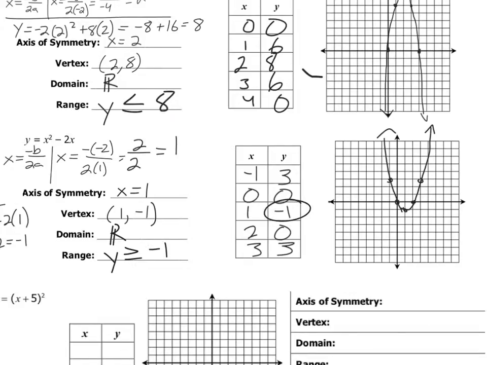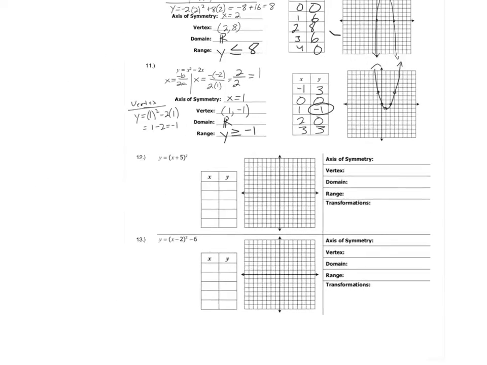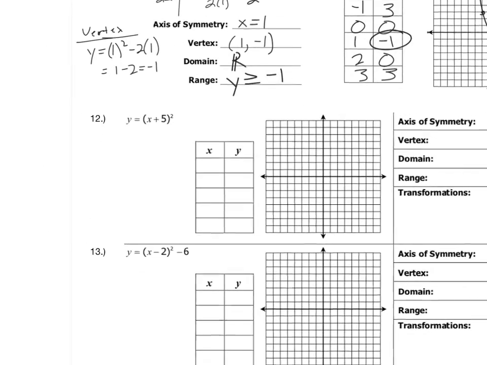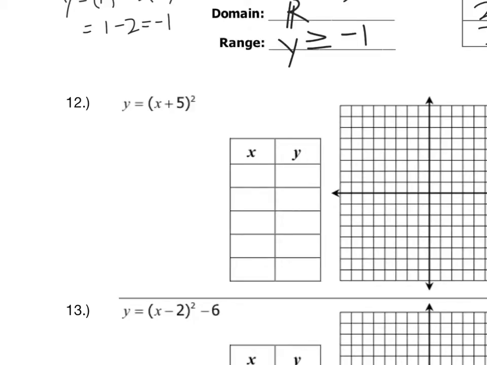So y is greater than or equal to -1. Now let's get to the easier ones, because these are in vertex form. Vertex form, you need to remember, is y equals a times (x minus h) squared plus k. So if we have a quadratic equation in vertex form, then our vertex is going to be (h, k).